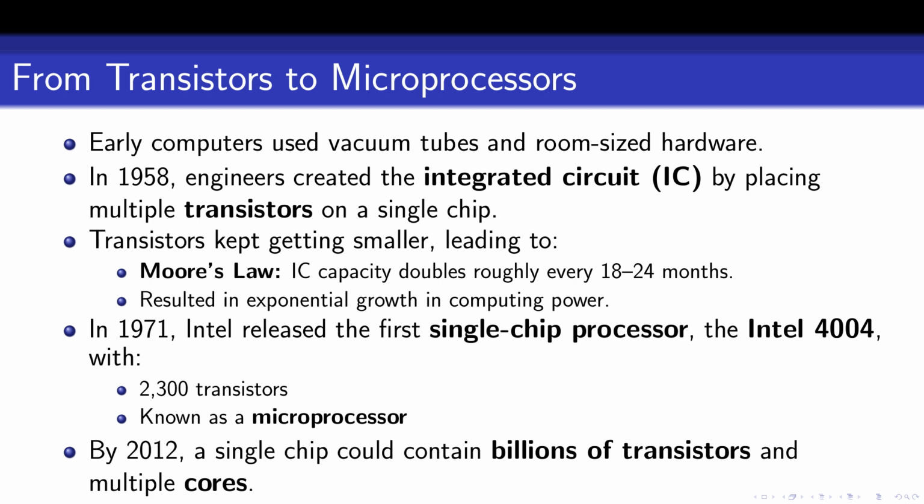in computing power. By 1971, Intel released the first single-chip processor, the Intel 4004, which had 2,300 transistors. Just a few decades later, chips contained billions of transistors and supported multiple processing cores. This exponential growth has powered everything from laptops to smartphones to the cloud.